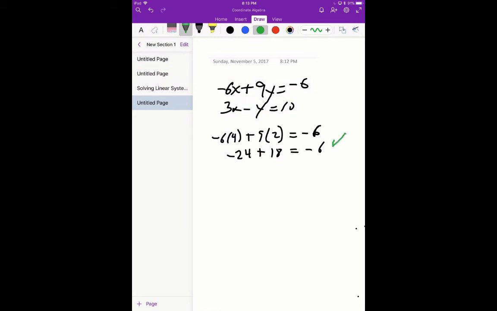Now we're going to try the second equation. Okay, 3x minus y equals 10. So again, we'll write 3x, but instead of x, we'll write 4. And then instead of y, we'll write 2. And we're going to see if that equals 10. 3 times 4, 12, minus 2. 12 minus 2 does equal 10. So now we know that the ordered pair 4, 2 makes both these equations true, or it satisfies both equations. And so our ordered pair 4, 2 is correct.